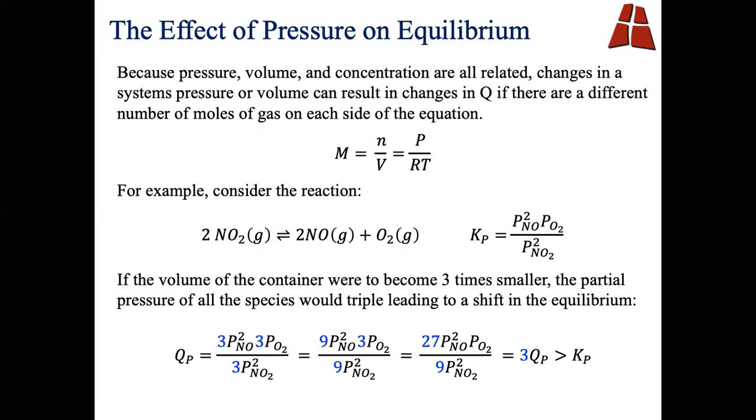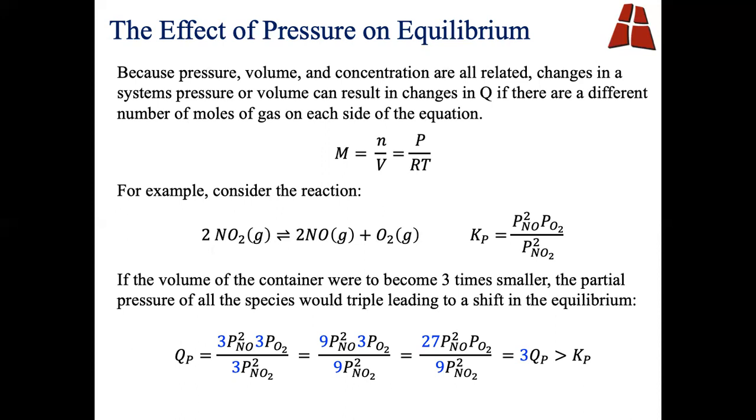Sorry, before I go on to talking about temperature, if Q is going to be greater than K, that means, of course, that we have to shift our reaction back to our reactants in order to reestablish equilibrium. And so as a general rule, you can look at a reaction and figure out which side of the reaction has more moles of gas. So we have 2 moles of gas on our reactant side because we have a 2 in front of NO2. Then we have 2NO and 1 O2, so we have 3 moles of gas on our product side.